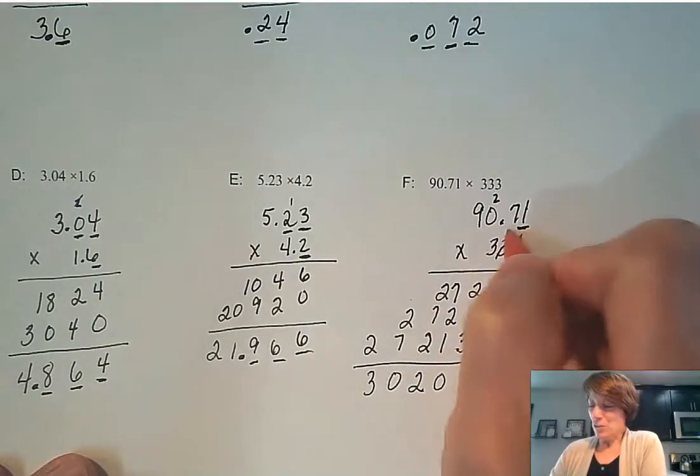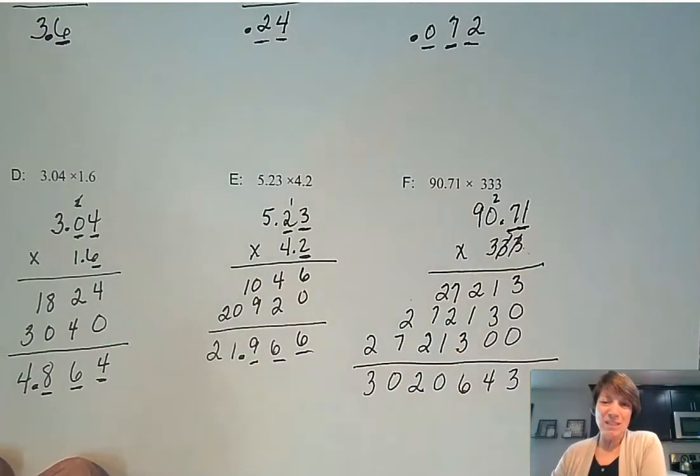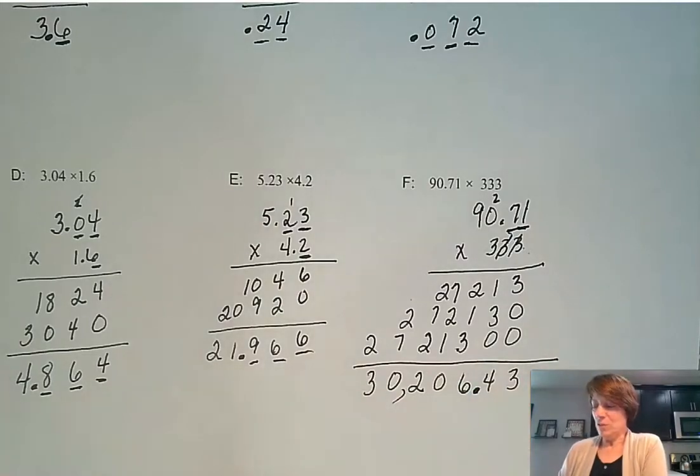We've got only 2 numbers behind the decimal point in the top number, no numbers behind the decimal point in the bottom number, and so we're just going to move that decimal point in 2 places from the right, and so our answer should be 30,206 and 43 hundredths. I think I'd like that to be my payday right there.